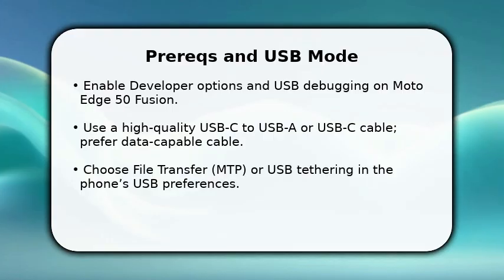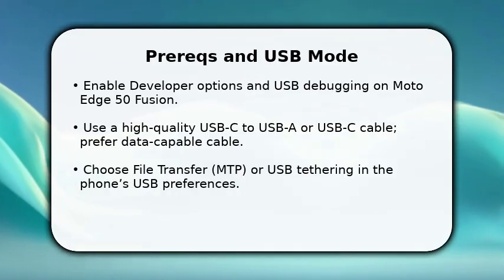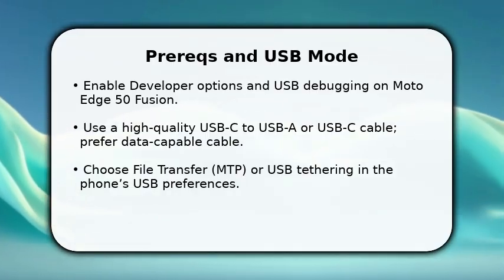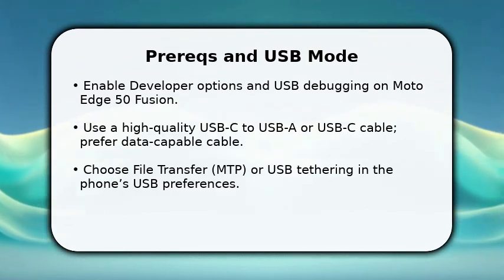Once connected, drag down Quick Settings and set USB mode to File Transfer, MTP, or, if you need internet, USB tethering. These steps unlock direct access and explain why secure debugging matters for reliable connections.